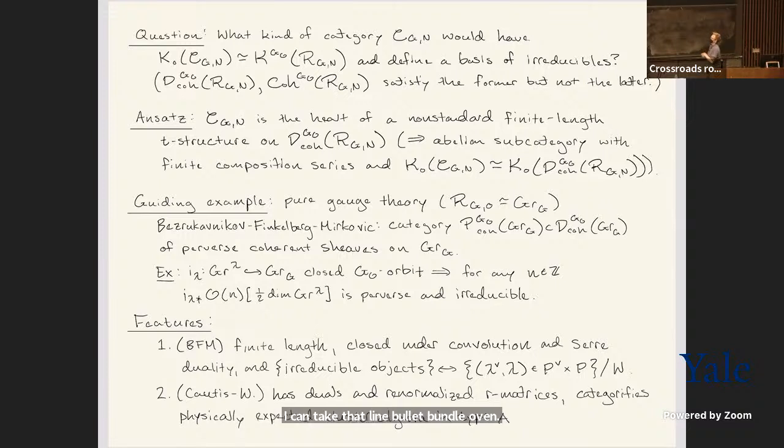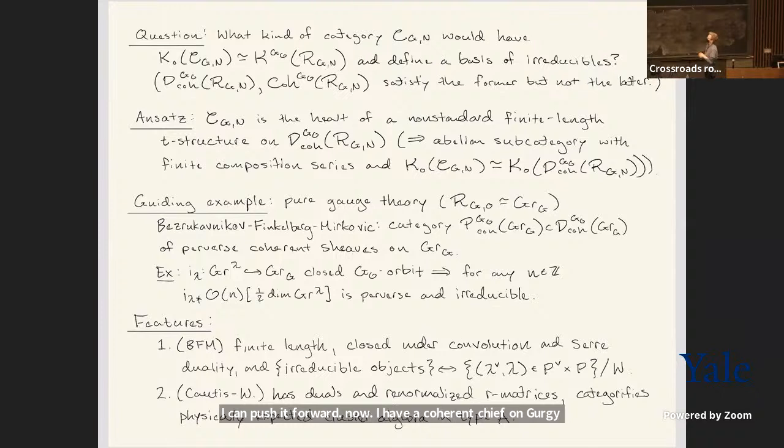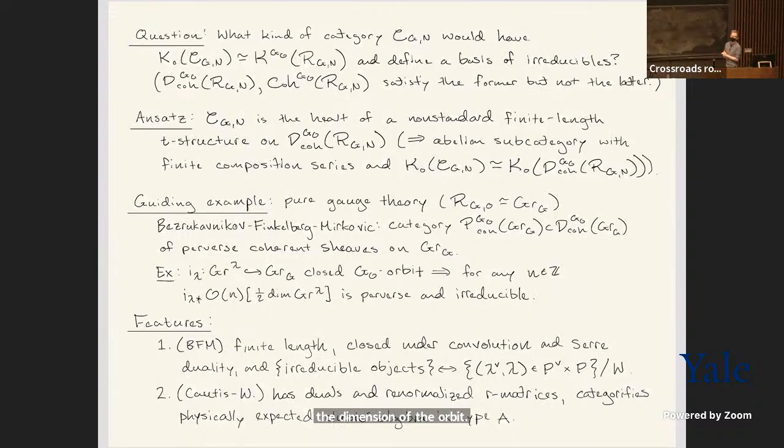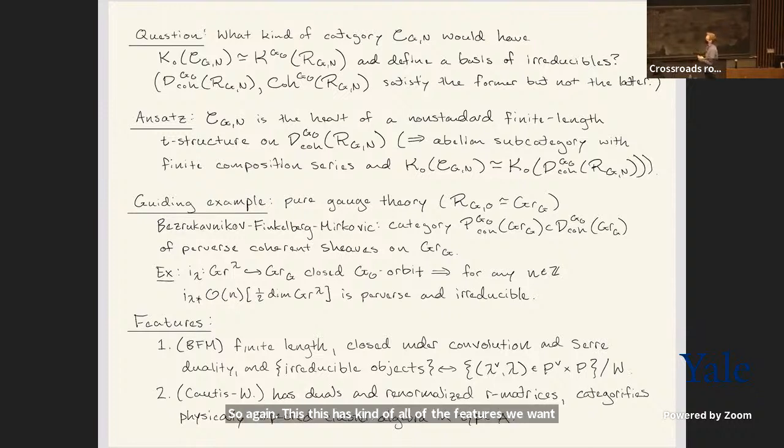It's a typical example of what a coherent sheaf on G looks like. So it has some finite dimensional support. I take this push forward of O(n), and I shift it cohomologically by half the dimension of the orbit. That's the most rudimentary example of an irreducible perverse coherent sheaf. So again, this has all of the features we want, that tell us this really seems to match up with what we're told by the physics literature should be this category of defects in this pure G gauge theory, as one would say.